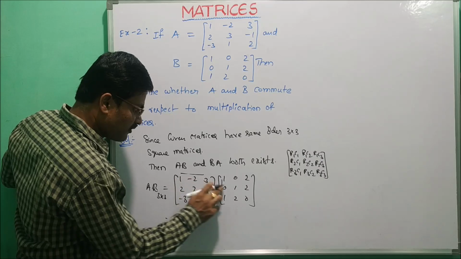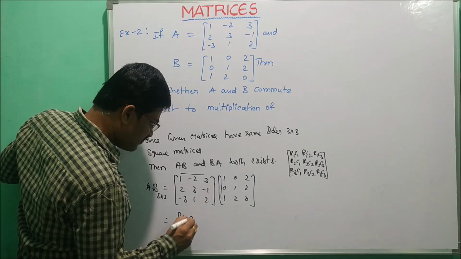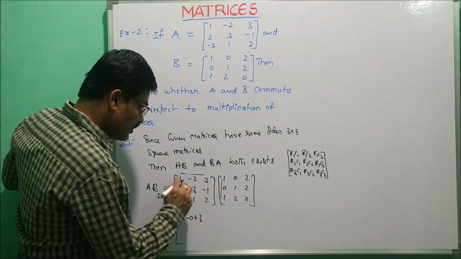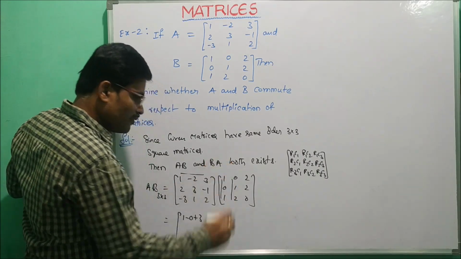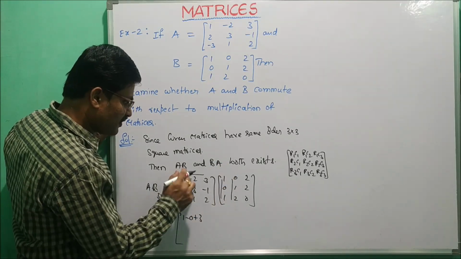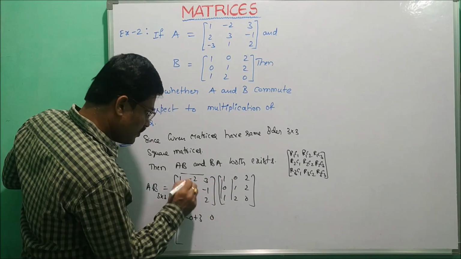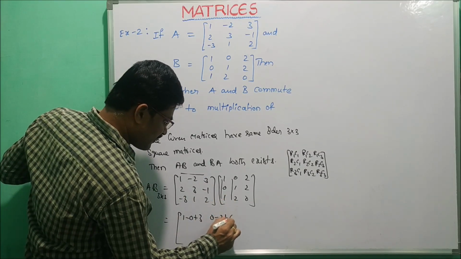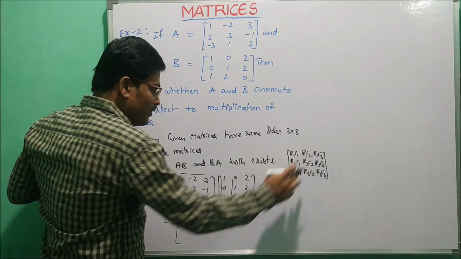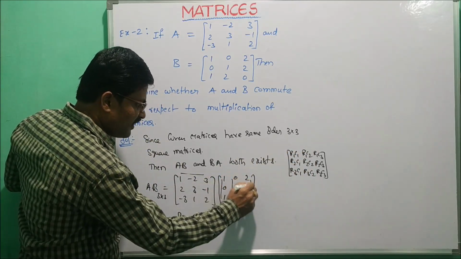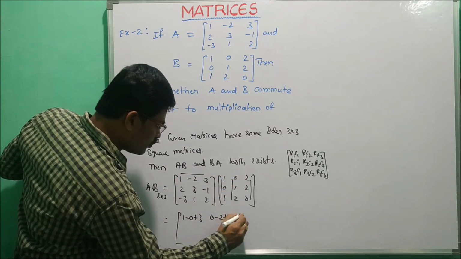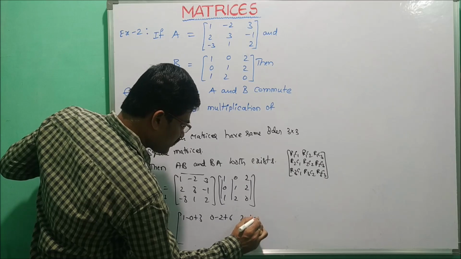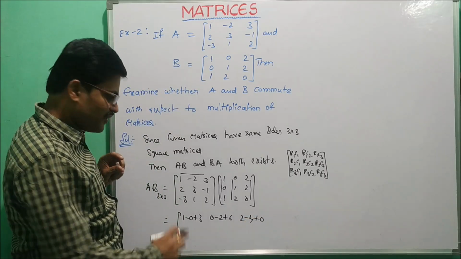That is 1, minus 2 into 0, so minus 0, plus 3 into 1, plus 3. Similarly for the second column, first row: 1 into 0, 0, minus 2 into 1, minus 2, 3 into 2, plus 6. Next is R1C3: 1 into 2, 2, minus 2 into 2, minus 4, 3 into 0, 0. This is the first row.